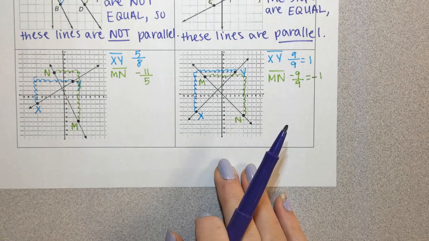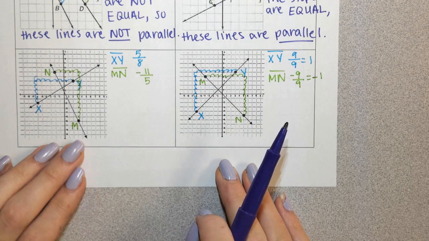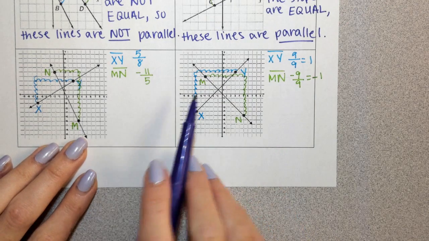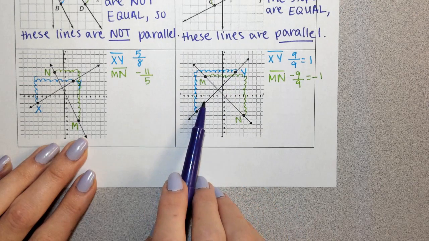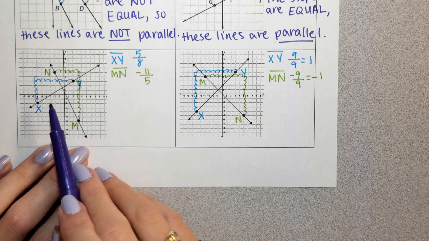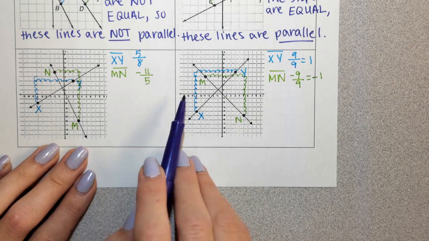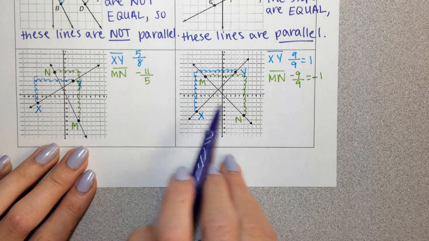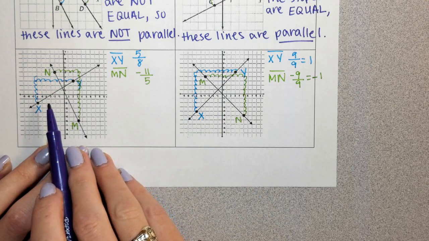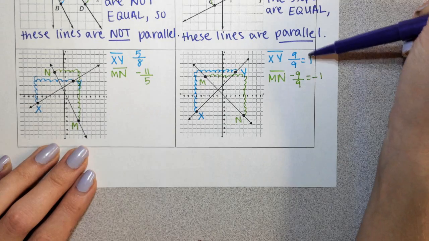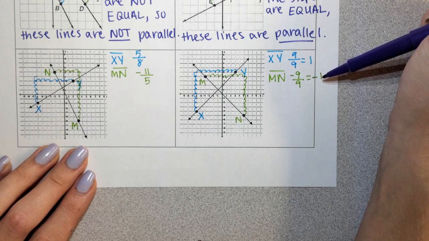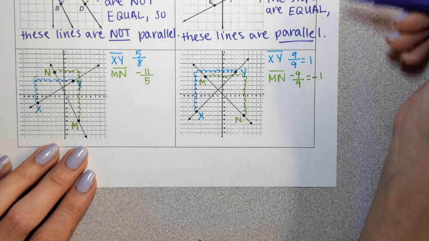So unlike parallel lines, perpendicular lines are going to touch. In fact, they're going to intersect just like these two lines do here. And even though these are intersecting, we know that these are perpendicular and these are not because of their slopes. Perpendicular lines are going to have what we call opposite reciprocal slopes.